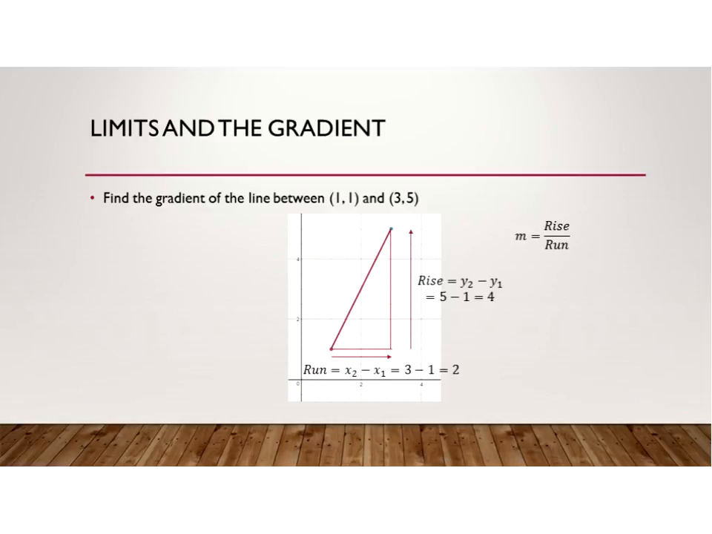The run, on the other hand, is in the x direction, across here. We go from x equals 1 to x equals 3, so the run is 2. No big deal, we've seen that from way back. Therefore the gradient, which is rise over run, is 4 over 2, which is 2. What we think of when we think of a gradient is, for every one along to the right I go on the page, the number up or down I have to go. So a gradient of 2 means 1 across and 2 up.